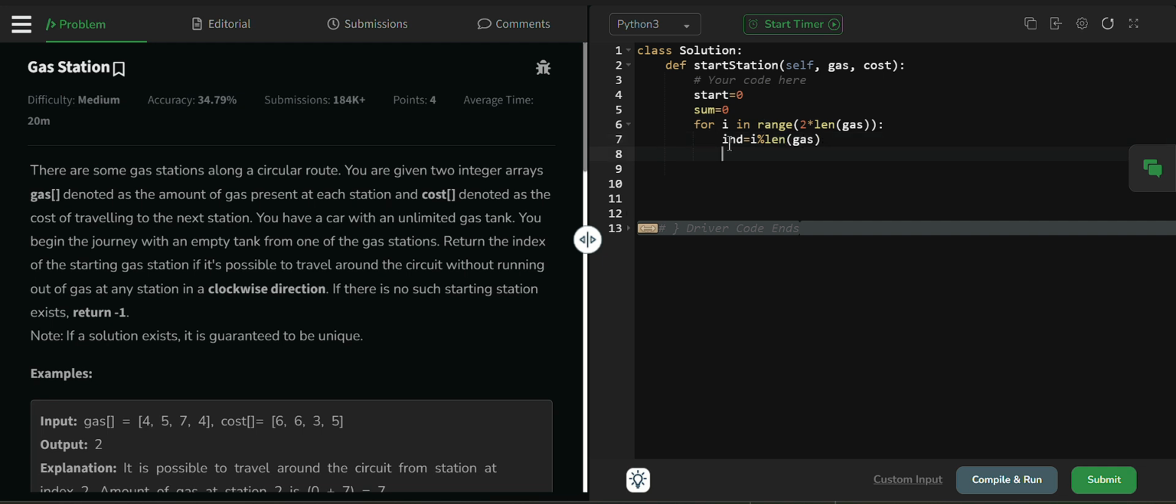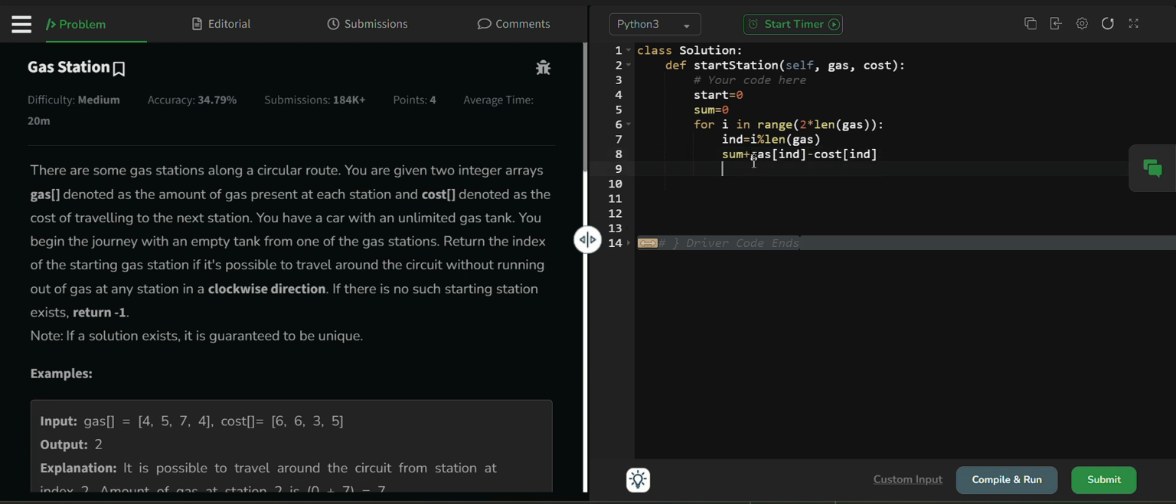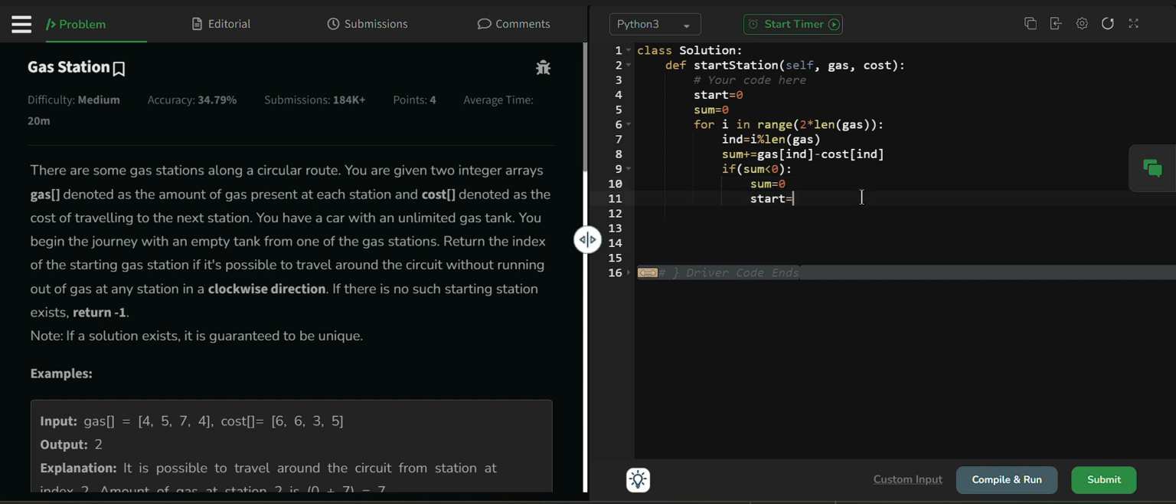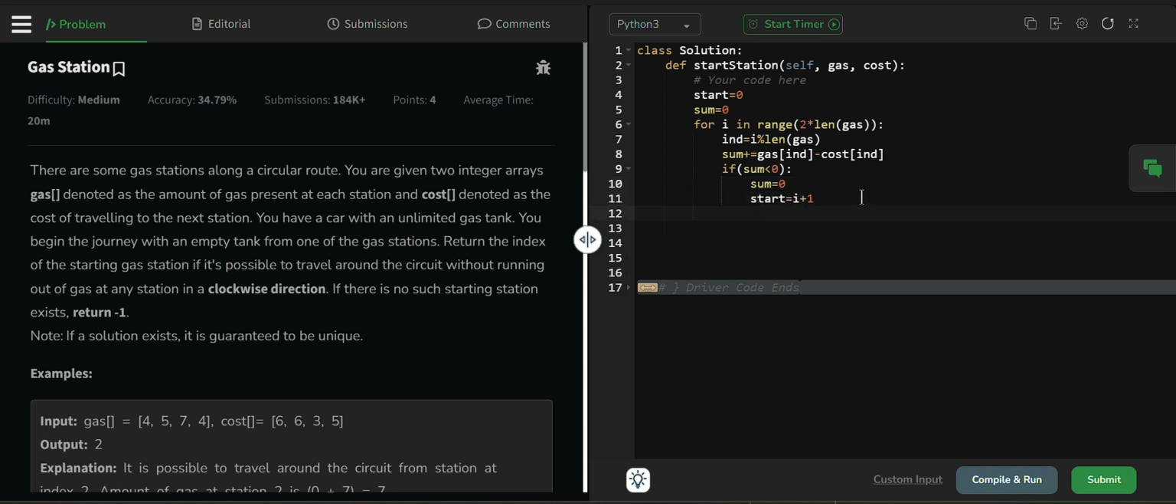So for that I have used the modulus of the length of gas, and I will add gas[ind] minus cost[ind] into my sum variable. Then I will check whether my sum is negative. That means my starting index is not valid for traversing, so I will reset my sum to 0 and assume that my next index will be my answer.